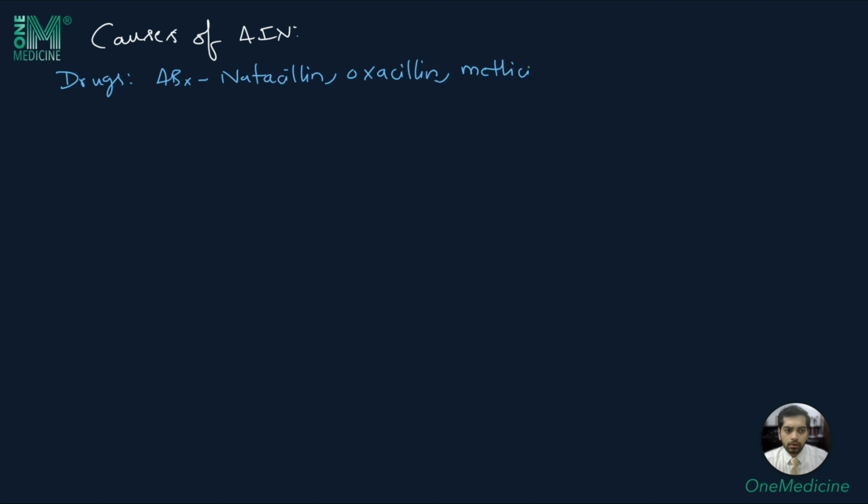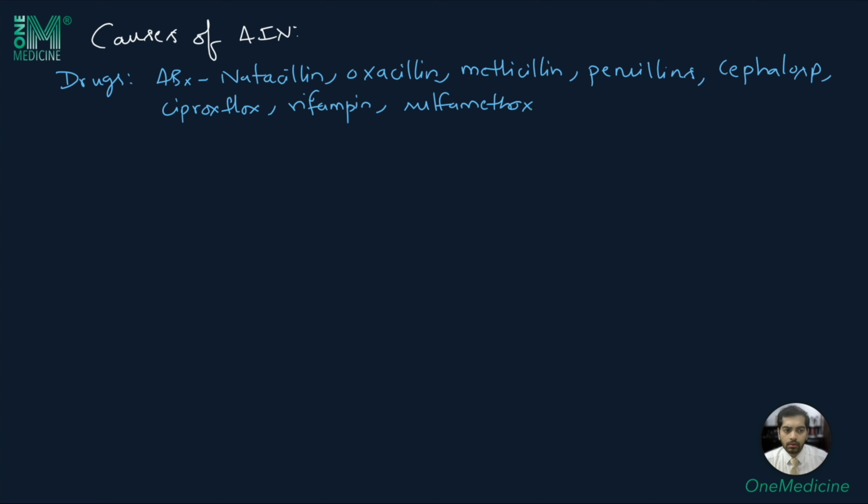Now let's look at the causes of acute interstitial nephritis. These include drugs such as antibiotics including nafcillin, oxacillin, methicillin, penicillins, and cephalosporins, ciprofloxacin, rifampin, sulfamethoxazole, and other sulfonamides.